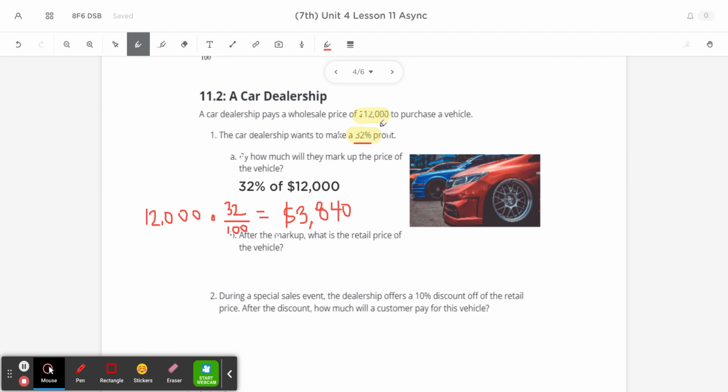So when they buy the car originally, they pay $12,000, and then they increase the profit by 32%. So after the markup, this car dealership is going to charge a customer the $12,000 that the car costs plus that $3,840 markup. And so in total, the price of the vehicle is going to be $15,840.